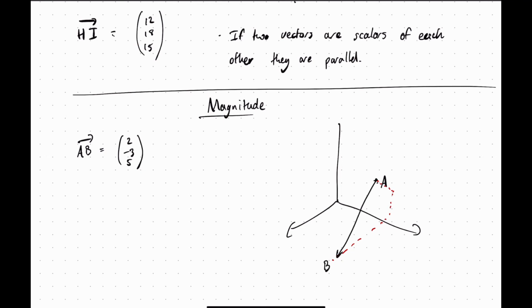Okay. So I've gone 2 in this direction, 3 in that direction, 5 in that direction. So I've gone 2 in my x direction, I've gone 3 down in my y direction, and I've gone positive 5 in my z direction. Okay? What kind of shape does it kind of fit into?